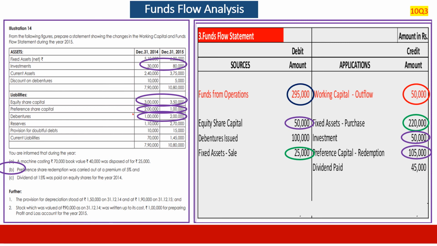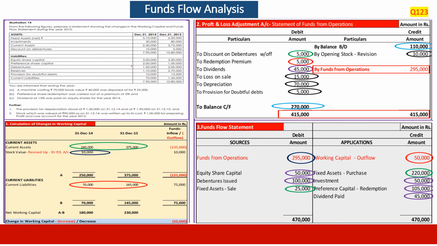Then debentures, 1 lakh was there, it became 2 lakhs, means we received funds of 1 lakh additionally. That takes care of it. And dividend we provided for 45,000. Now we are paying that dividend 45,000. With this, we have made the two 4,70,000, 4,70,000 funds flow, sources and applications matched with each other.